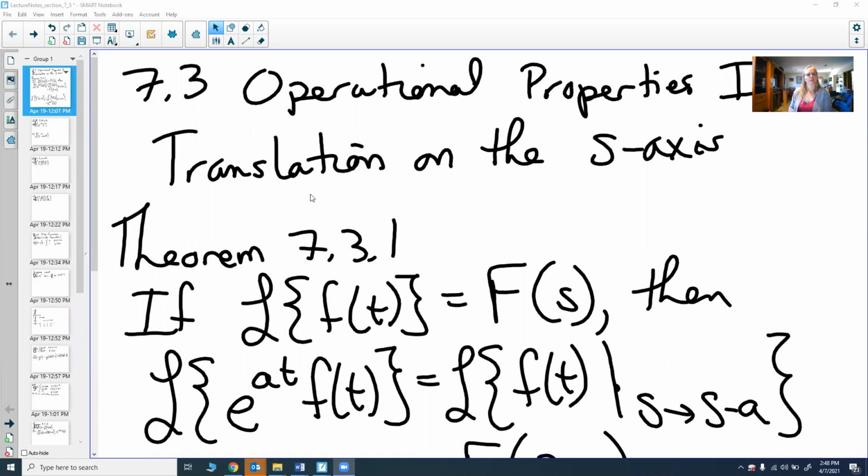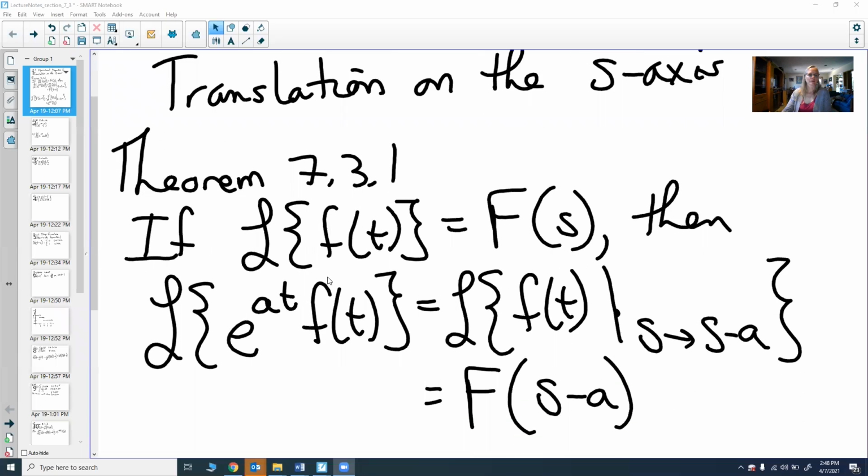So let's look at some more properties of Laplace transforms that will help us do some transforming of some more involved problems. So this one's going to be translation along the s-axis. This theorem says if we happen to have the Laplace of a function f of t, and we're going to call it big F of s, then the Laplace transform of e to the at times f of t is equal to the Laplace of f of t, where s is going to become s minus a. So instead of having s in there, we're going to translate that to s minus a, and we're going to get an F of s minus a.